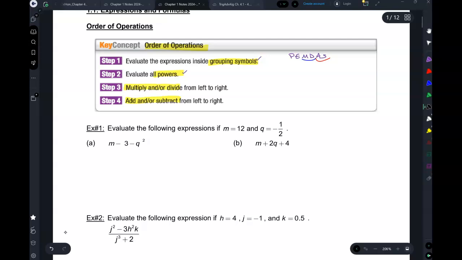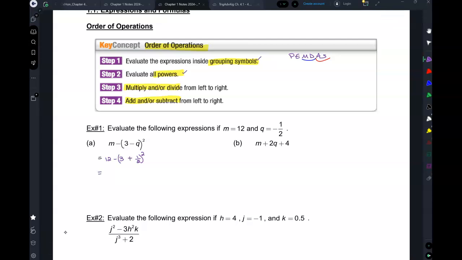So we're going to evaluate the following expressions. If M is 12, Q is negative a half. And I know here there are supposed to be parentheses. Okay, so this is equal to M is 12 minus, in parentheses, 3 minus negative a half squared. Okay, so 3 minus a negative, that will be a positive.